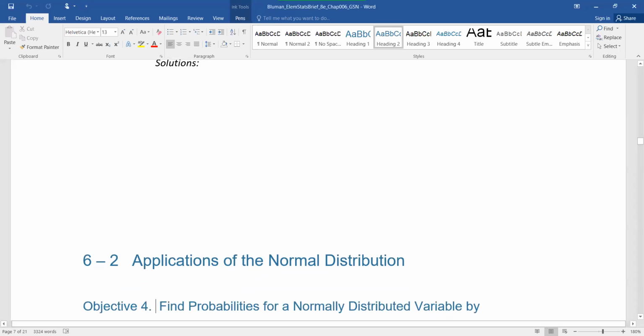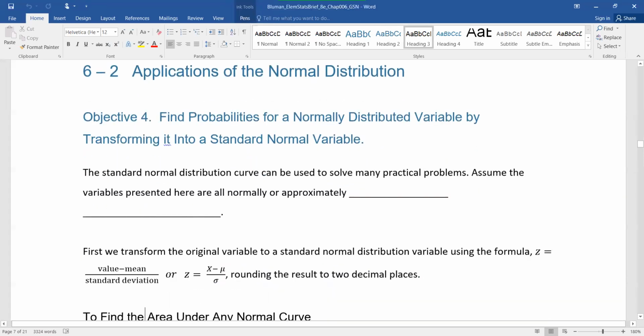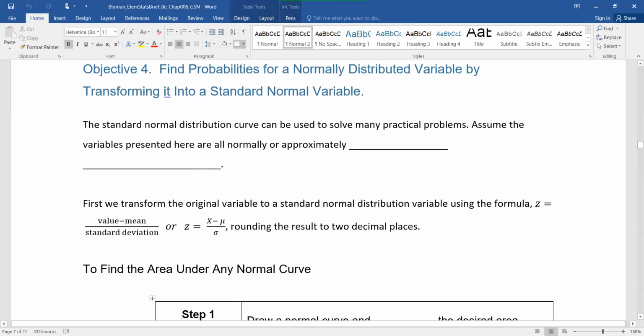So we're going to talk about applications of normal distribution. Basically, it's the same stuff, just word problems. So we're going to start off by finding probabilities for a normally distributed variable by transforming it into a standard normal variable, basically just meaning that the mean is 0, calculating everything from there. All right, so let's fill in these blanks here. All right, so the standard normal distribution curve can be used to solve many practical problems. Assume the variables presented here are all normally or approximately normally distributed.